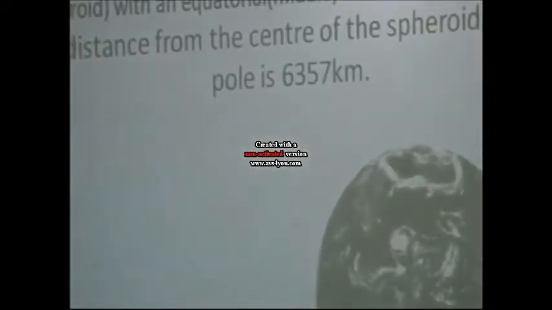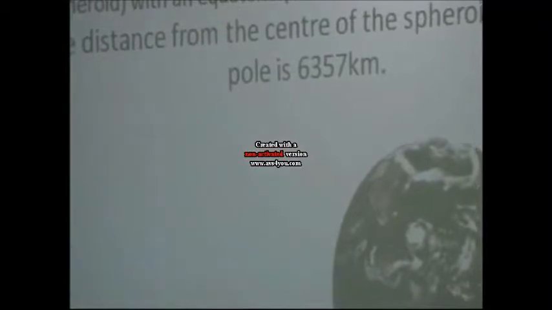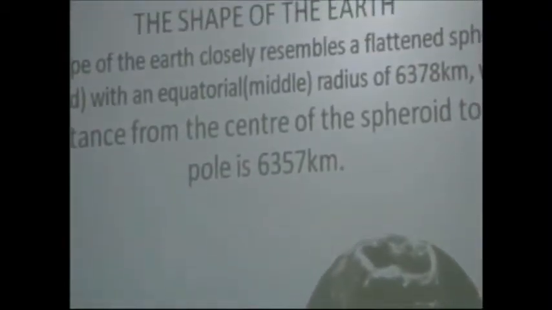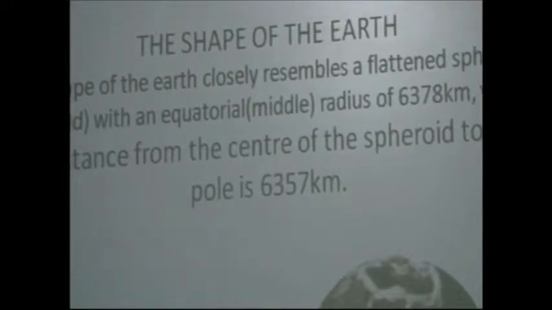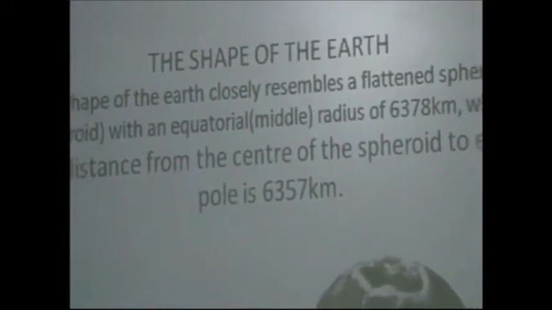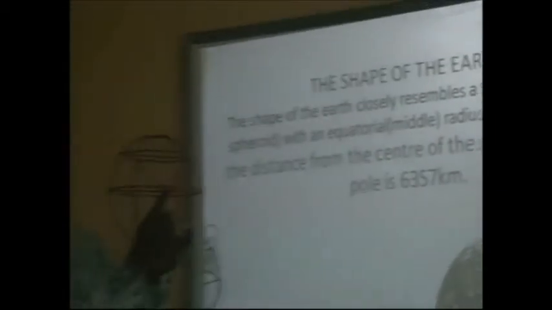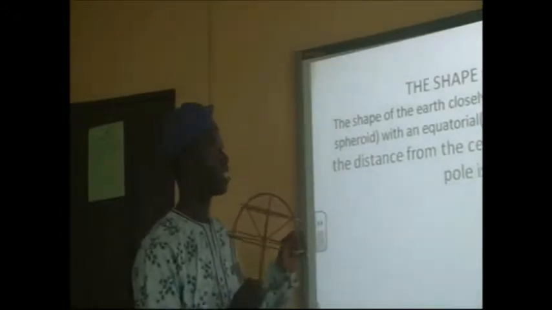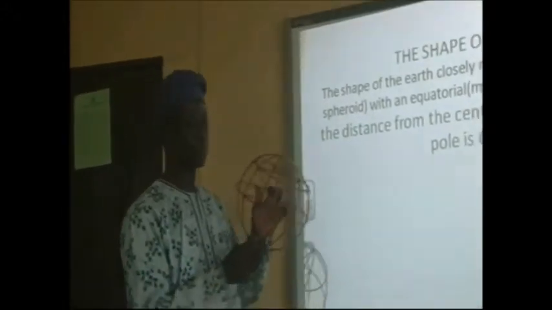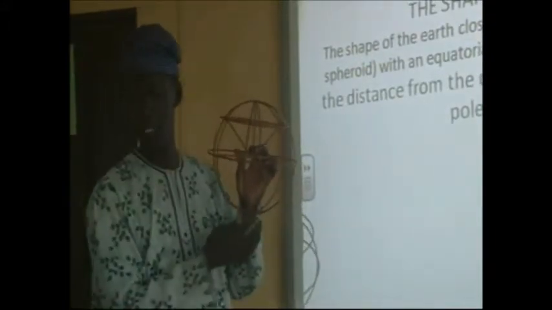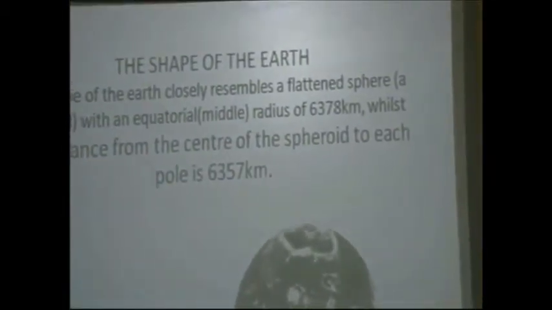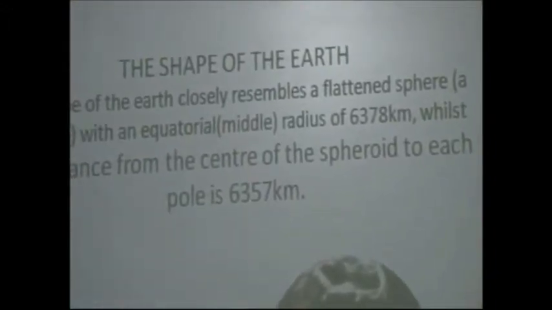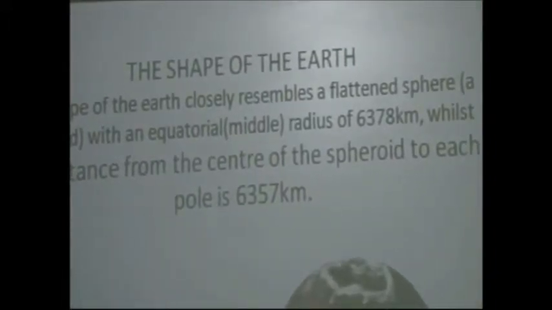You can see that. Look at the shape of the Earth. The shape of the Earth closely resembles a flattened sphere, a spheroid, with an equatorial radius (the equator is the middle) of 6,378 kilometers, while the distance from the center of the spheroid to each pole, the North Pole and the South Pole, is 6,357 kilometers. You see that the two of them are not the same. That is why we say it is not really a perfect sphere. If it were a perfect sphere, the two radii should be the same. Is that not so? Yes.